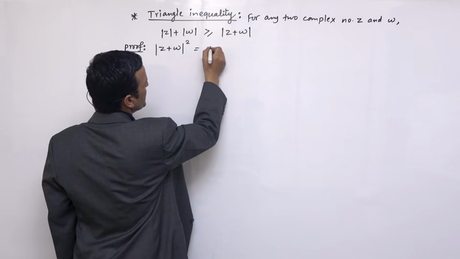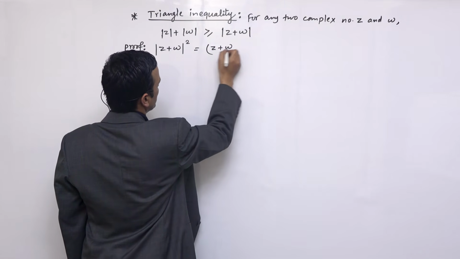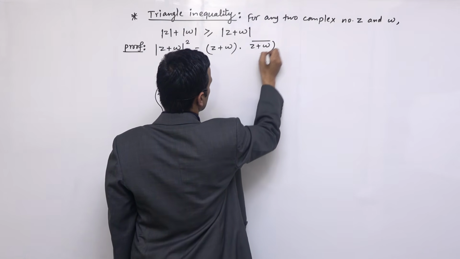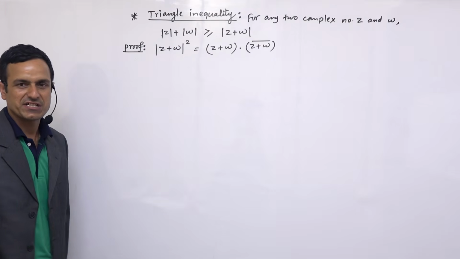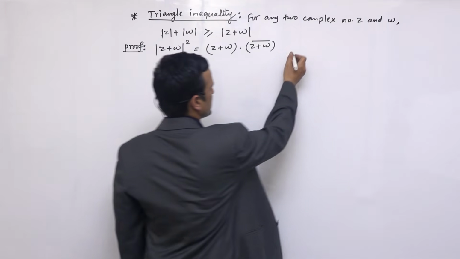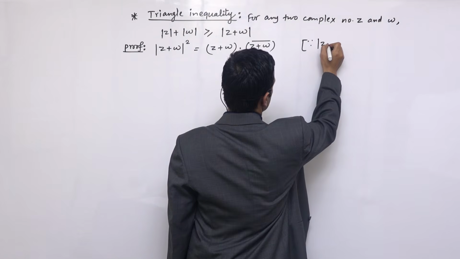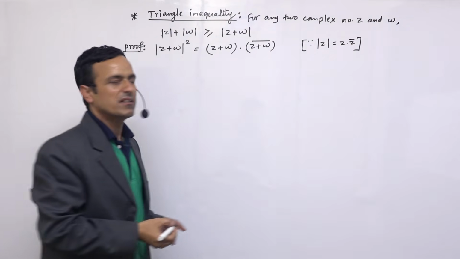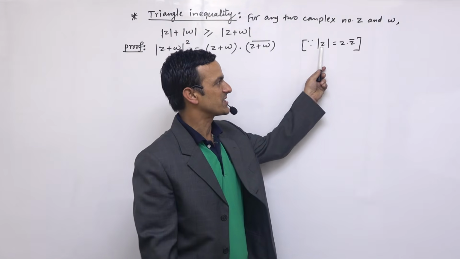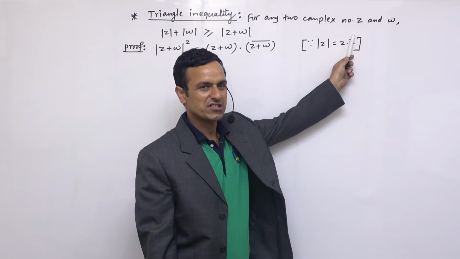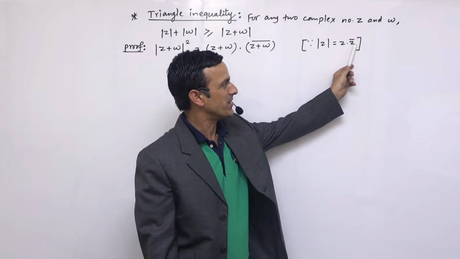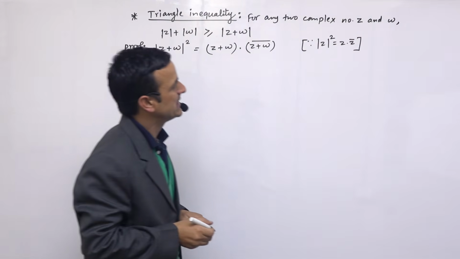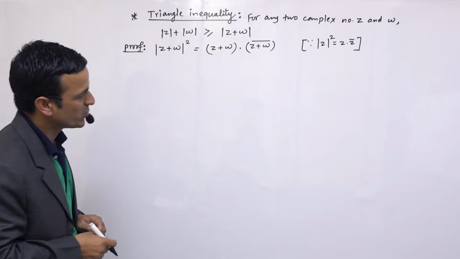So this step can be written like this: (z + w) into (z + w) conjugate. This is our property of complex numbers: modulus z is equal to z times z conjugate. So if you multiply these two complex numbers, then we get modulus z squared, not only modulus z.